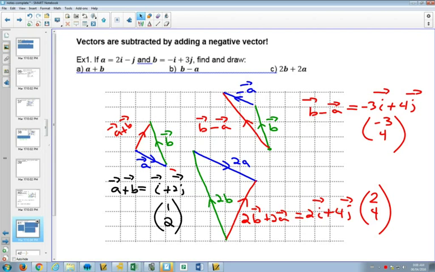Now that's showing you drawing all the vectors. What are you eventually going to do in questions like this? Well, you're going to say, I know that vector A is 2, negative 1. And I know that vector B is negative 1, 3. And if I add those components together, I'm going to get 1, 2. And see that as my resultant vector.